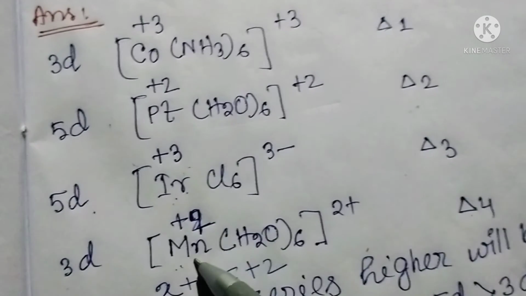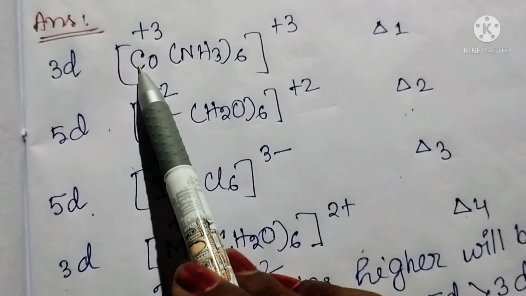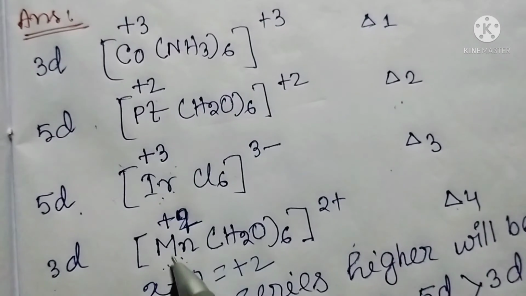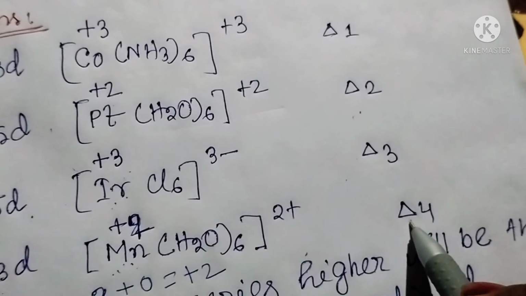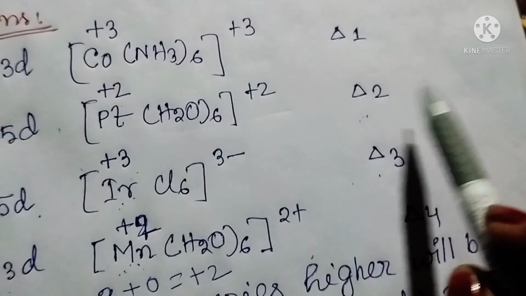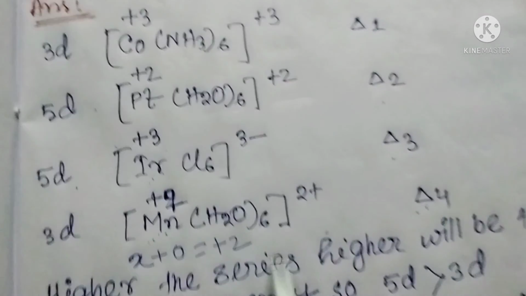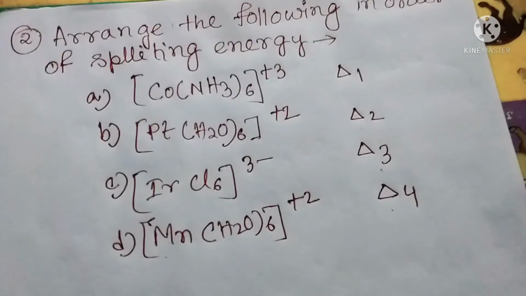And it is the same for these two. Here manganese is in +2 oxidation state and cobalt is in +3 oxidation state. So higher the oxidation state, higher will be the splitting energy, and delta 1 greater than delta 4. So we get the order delta 3 greater than delta 2 greater than delta 1 greater than delta 4. So it is all about this lecture.